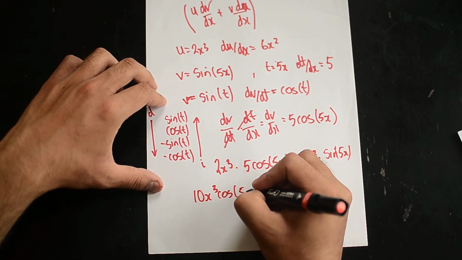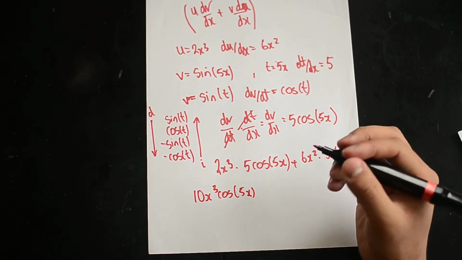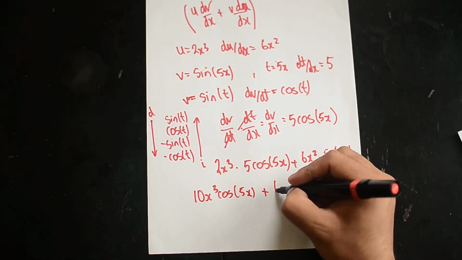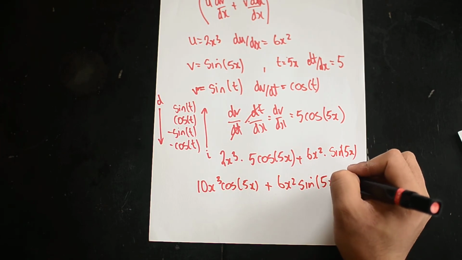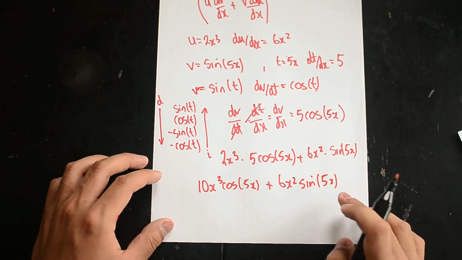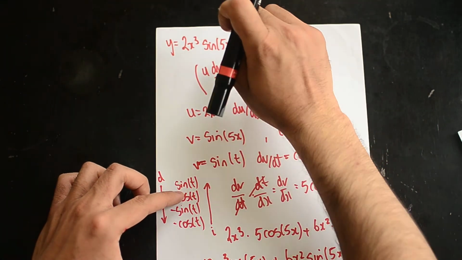cos 5x plus 6x squared sine 5x. So that is your answer to the differential of this.